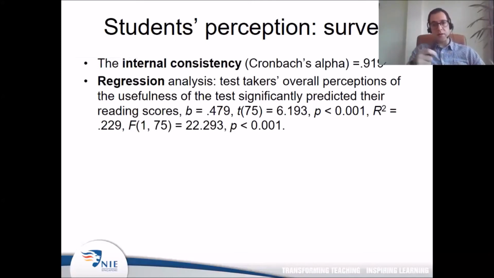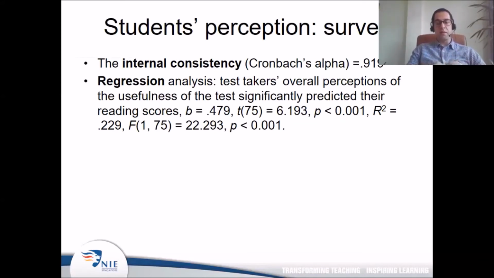0.919. That's Cronbach's alpha. And then we ran a regression analysis in which we wanted to figure out if students' perception, as measured by the questionnaire, would predict their reading scores. So we found out that yes, the test takers' overall perception of the usefulness of the test significantly predicted their reading scores. What does this mean? As you see, the R square is almost 0.23, which is pretty good for this.